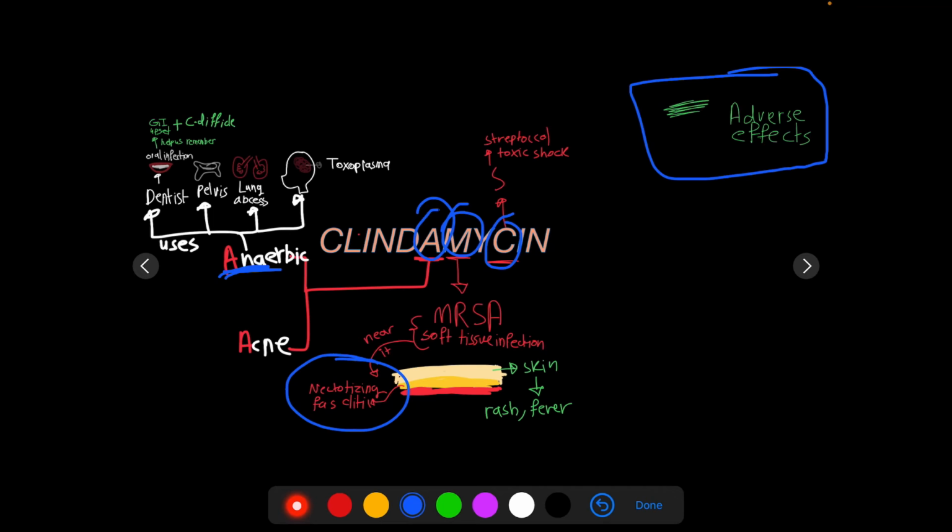remember when we talked about the use of clindamycin in the oral cavity, the oral cavity can remind us of other parts of the GI tract that have some adverse effects, like gastrointestinal upset and Clostridium difficile enterocolitis. And talking about the skin, clindamycin is used to treat some skin infections. Well, when we use clindamycin, we might get a rash, which is in the skin, and we might get fever.